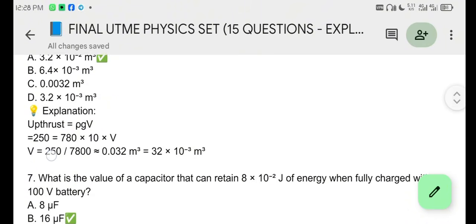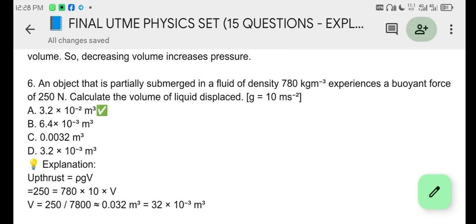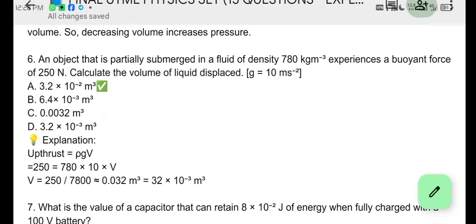So he says the upthrust is 250, right? I said upthrust is the buoyant force. P is rho, the symbol for density. G is the symbol for acceleration due to gravity. V is the volume of the liquid displaced. Since our upthrust is 250, then our density is 780. G, which is acceleration due to gravity, is 10.